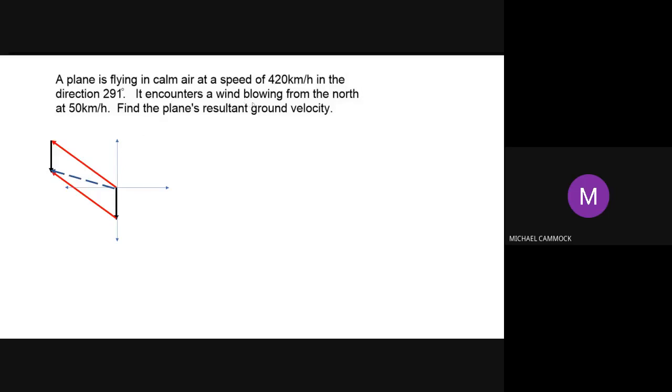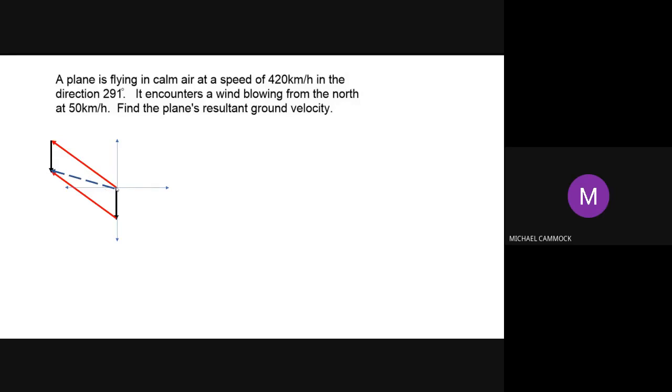Now, wind is blowing from the north. So from the north means the wind is blowing south. So that wind is actually going south, from the north to the south. So it's going down. So again, I put in all of the equivalent vectors to form a parallelogram.